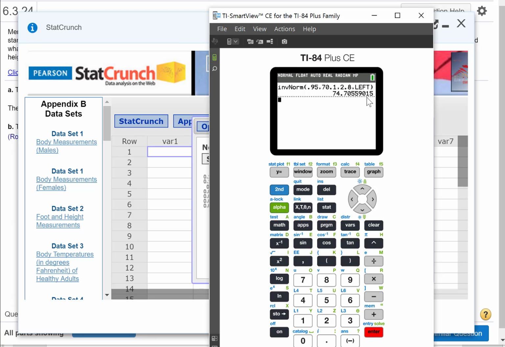And so that's why it's important to draw this out. If you happen to not draw it out and maybe you put 0.05, you'd see that your answer doesn't make any sense. So always draw these out. And we get the same answer we did using StatCrunch. Hope that helps.